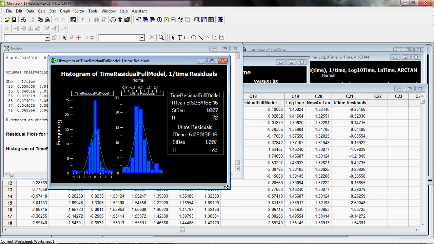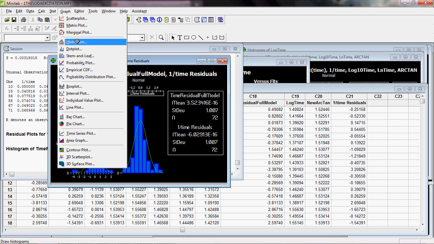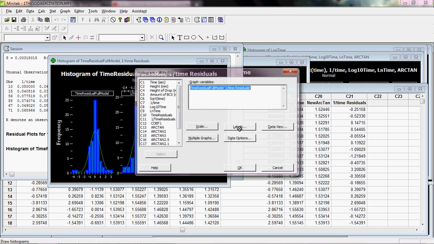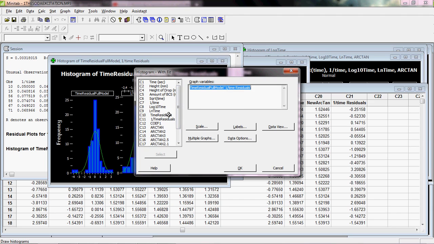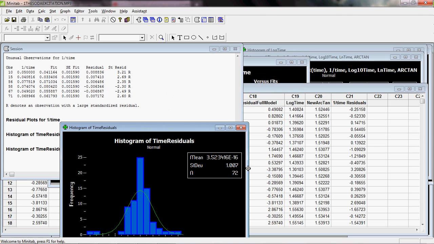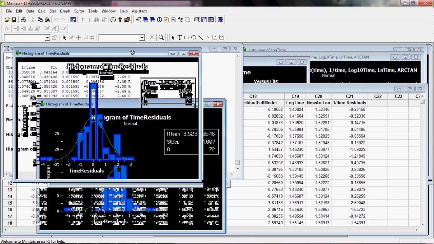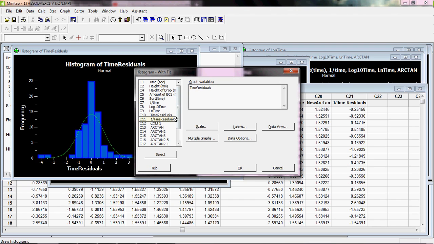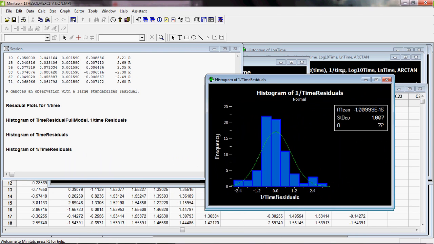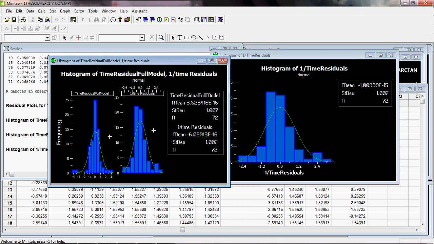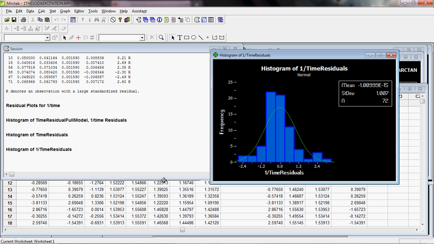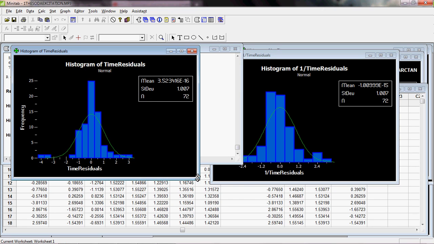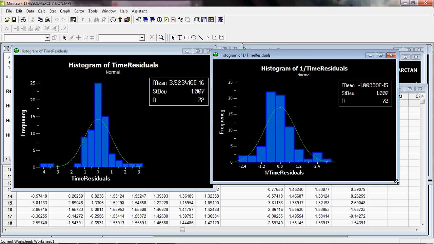It's a nasty little plot, isn't it? I'll do those separately. Time residuals. So that's what we started with. Histogram 1 on time residuals. So that's the improvement in the residuals.